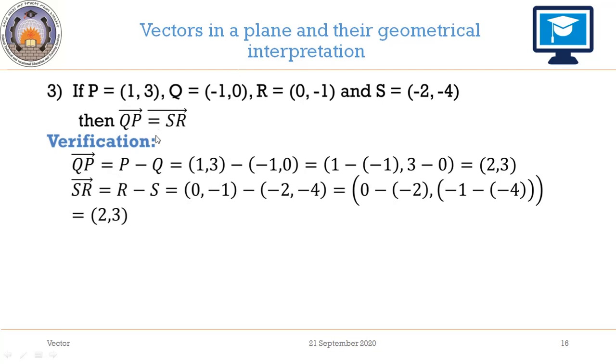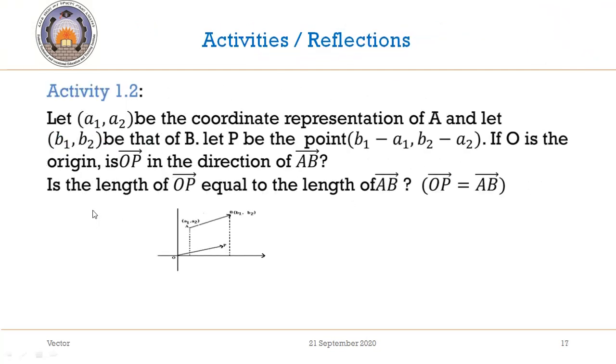In the same way, find the coordinates of SR by subtracting the initial point S from the terminal point R. Then their coordinates are (2, 3). Based on these two results, the coordinates are equivalent. Therefore, these two vectors satisfy the condition of equality of vectors. This is an activity. Try this activity by yourself.